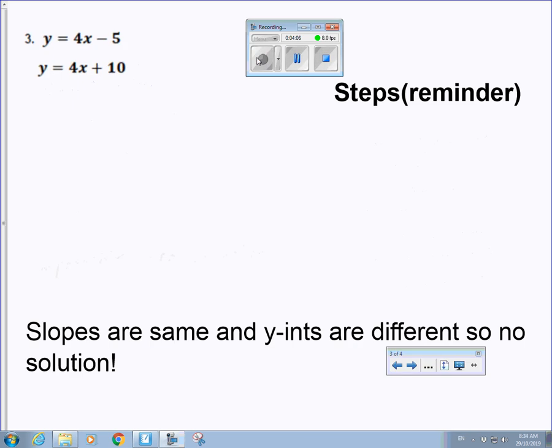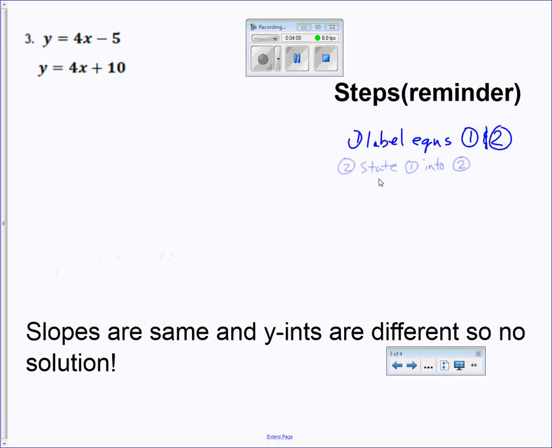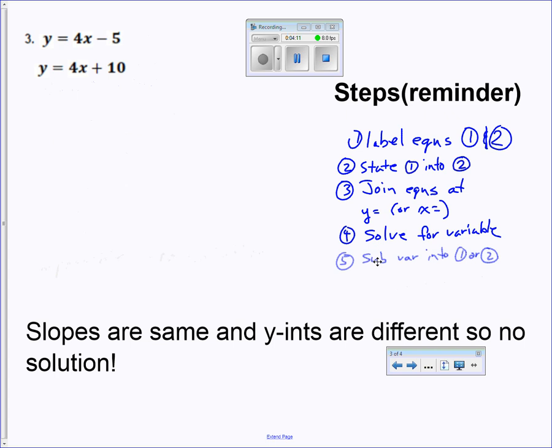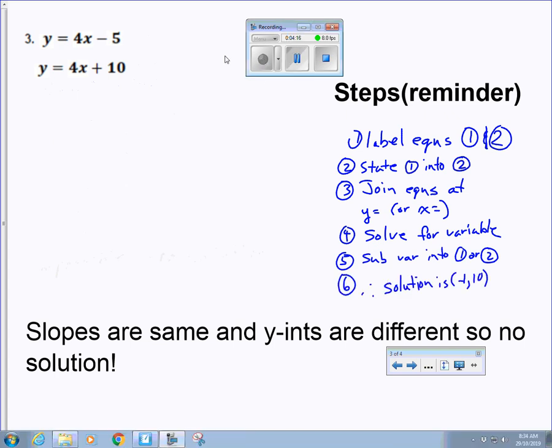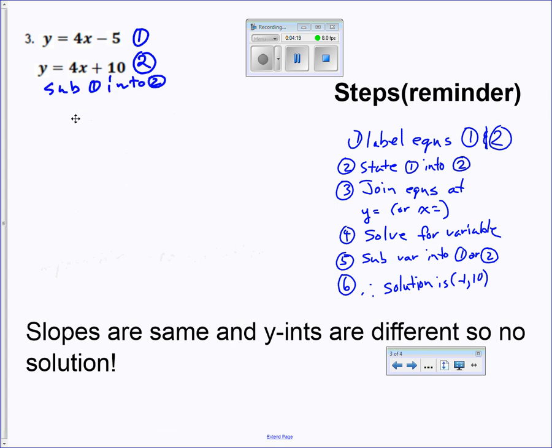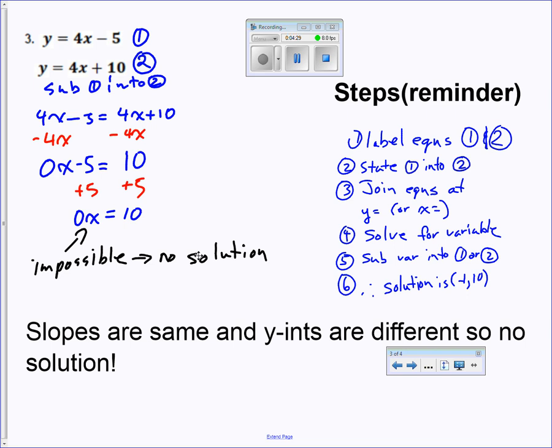Pause the video here. So just a quick reminder, these are the steps that we have to do in order to go through this problem. Now substitute. So now we have 0x is equal to 10. This is an impossibility, which means there is no solution. In this case, this means that the slopes are the same and the y-intercepts are different. So there is no solution.